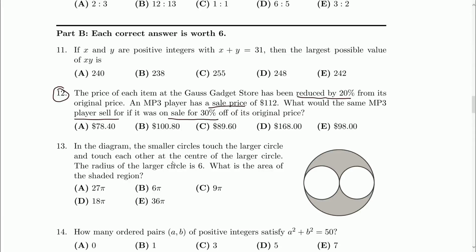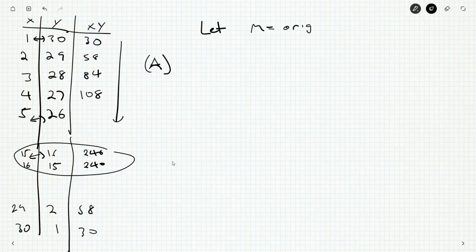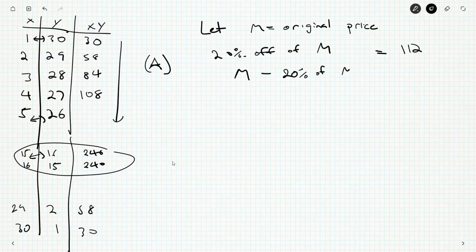Okay. So there's sort of two ways to go about doing this depending on how comfortable we are with percents. What you might do is say, well, let's let M be the original price. Now you could figure out the original price. Well, how do we figure that out? Well, 20% off of M, we know that that's $112. What does 20% off of M mean? Well, you can view it a number of ways, but M minus 20% of M is one way.